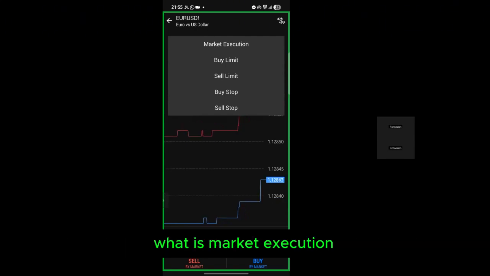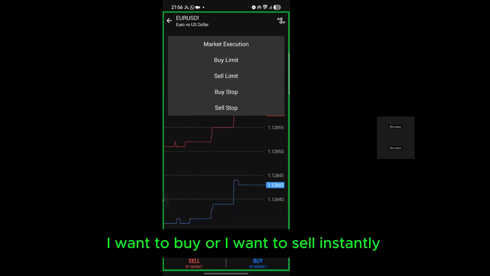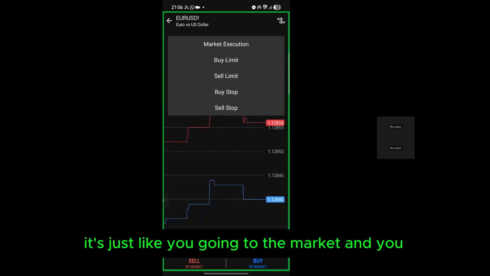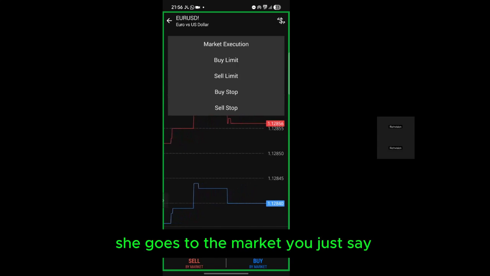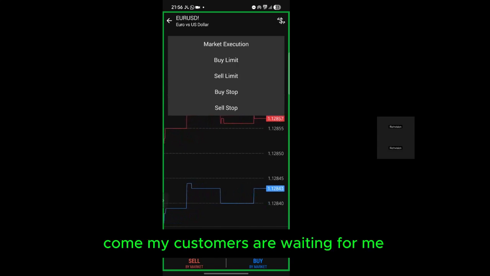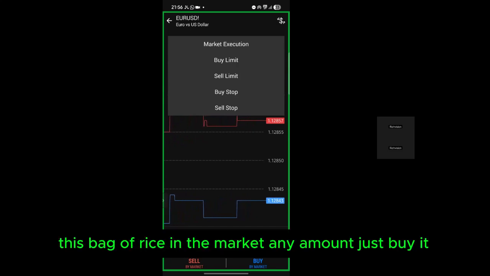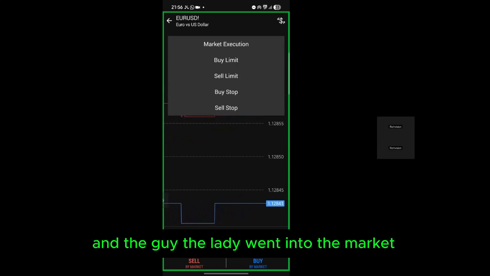What is market execution? Market execution is that I went into the market and I don't want to waste time. I want to buy or I want to sell instantly. It's just like you asking your daughter to go to the market. You just say, come, my customers are waiting for me. Go and buy me this bag of rice in the market. Any amount, just buy it. I need to settle this customer quickly. And the lady went into the market.